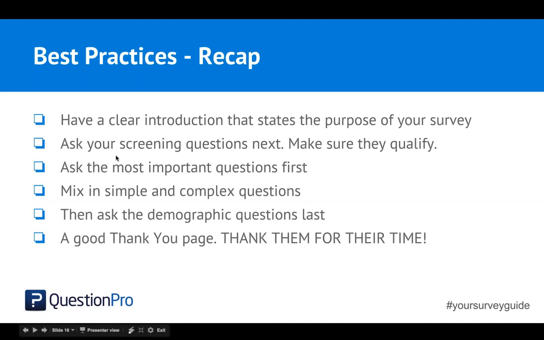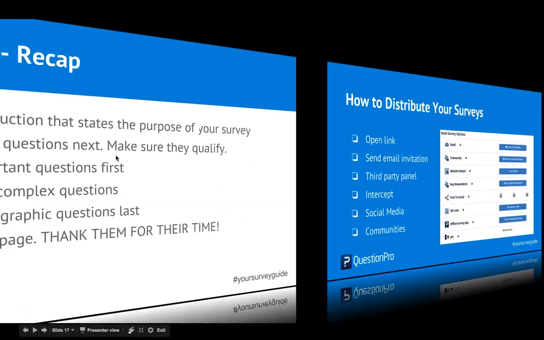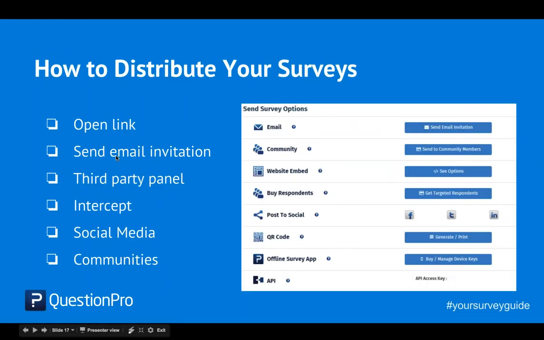So now that you've designed your survey, you have your questions all set, you have your branching logic. The next step is to distribute the survey. You can do this in a variety of different ways, and you can do it via an open link. So just a survey link that you might post somewhere in an office or a kiosk or whatever that method is. You can distribute it via an open link.